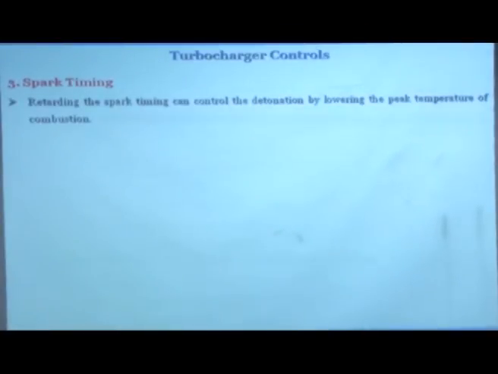The third method is spark timing. If you want to avoid knocking, you always have to retard the spark timing. Retard means bring it closer to the top dead center. Retarding the spark timing can control knocking or detonation by lowering the peak temperature of the combustion. Spark timing control can be done either by mechanical means or by an electronically controlled mechanism.